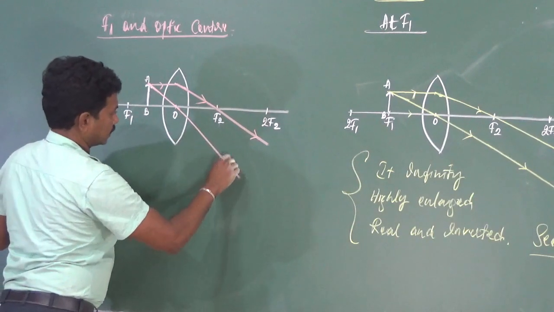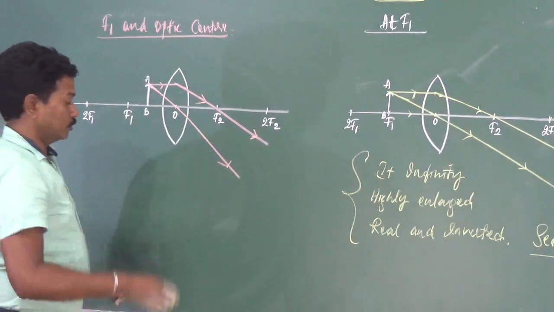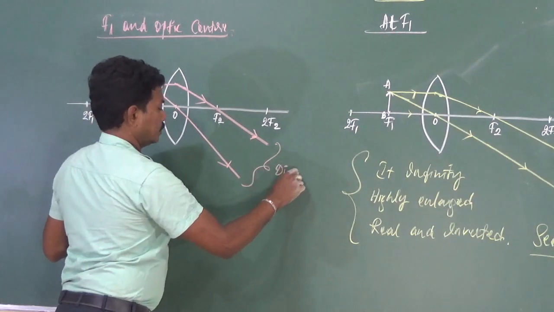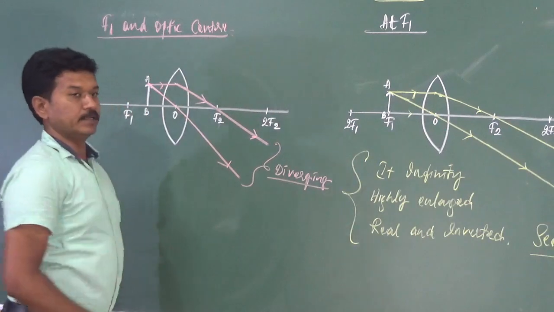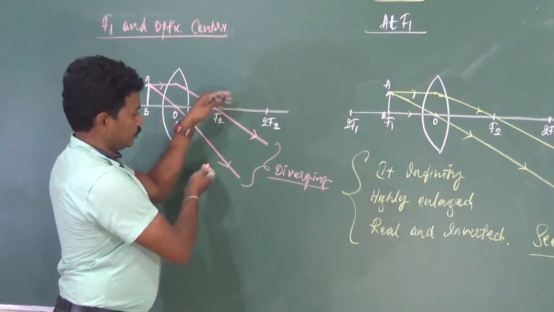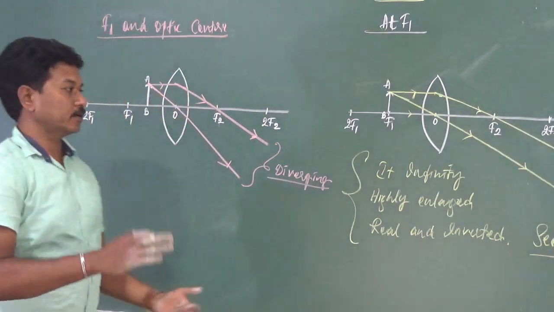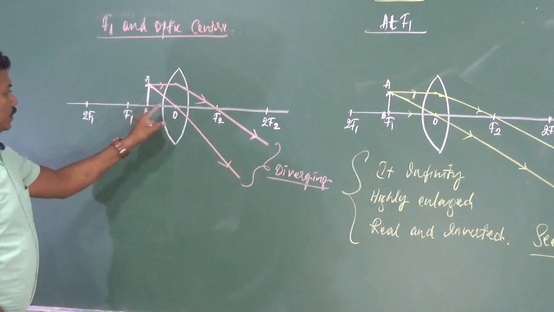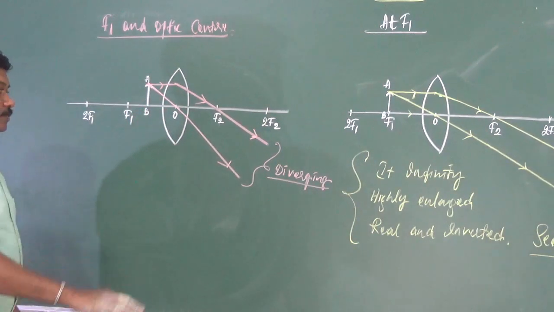So these two light rays, when we compare each other, are diverging light rays. Diverging light rays in the sense they will never meet each other. When they are produced until infinity, they will never meet each other. So we cannot come to the conclusion that when the object is placed between F1 and optic center, the image is not formed at all. In this case also the image is formed.